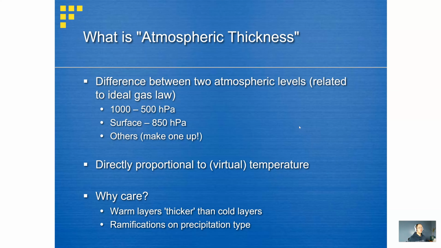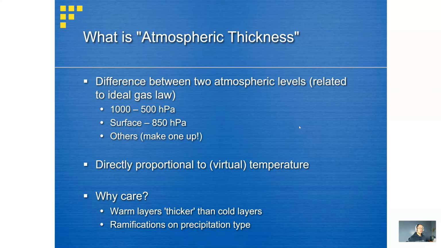And so we will look at a number of different thicknesses. 1,000 to 500 millibars is a very common one to look at. It used to be something that was utilized almost exclusively to try and delineate the difference between rain and frozen precipitation. But we've learned over the years that looking primarily at the lower levels of the atmosphere is going to be critical in determining what type of precipitation one might expect.